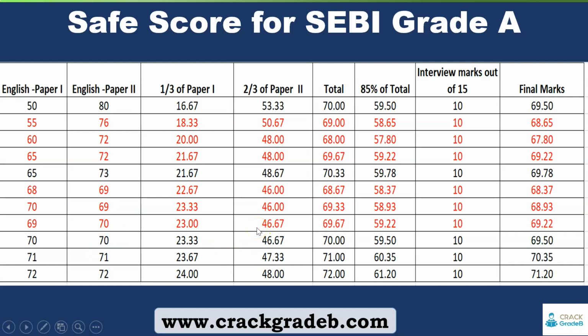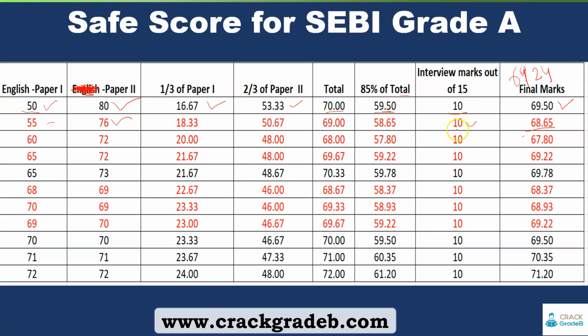So we have taken a reference, suppose one candidate, and this is not English Paper 2, this is only Paper 1, English descriptive. So suppose 51 score, he or she is not good in English, but in Paper 2 he or she scored very well, very good marks. So 1/3 of Paper 1, 2/3 of Paper 2, final score 71, 85% of total 59.5. For the interview we are taking average marks, so 10 marks in interview, so 69.5, that means the cutoff was 69.24, so that candidate was selected. With 65 and 66, by this combination he is finally getting 68.65, as we have taken interview marks 10.